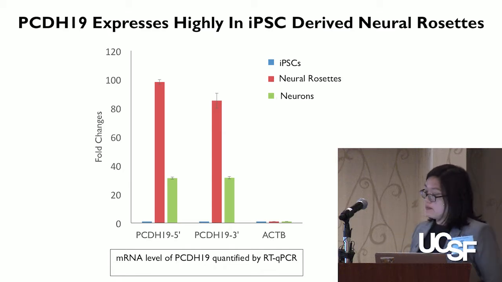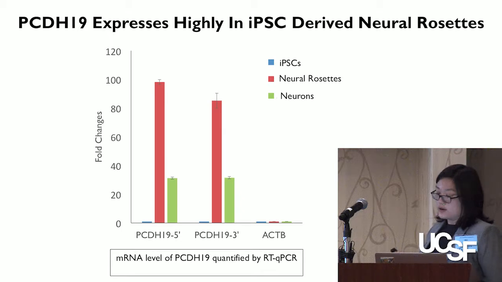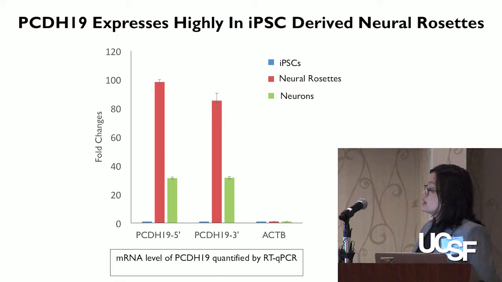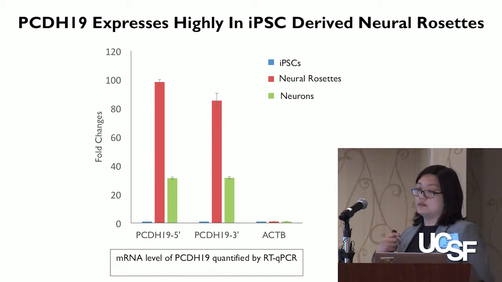So we took samples from these 3 different stages: iPS, neural rosette, and cortical-like excitatory neurons. And then we did RT-PCR to quantify the mRNA level of PCDH19. As you can see, PCDH19 is expressed in both neurons and neural rosettes, but expressed highly in the neural rosette. That is indicative that PCDH19 does have a very important role in regulating early human cortical development.